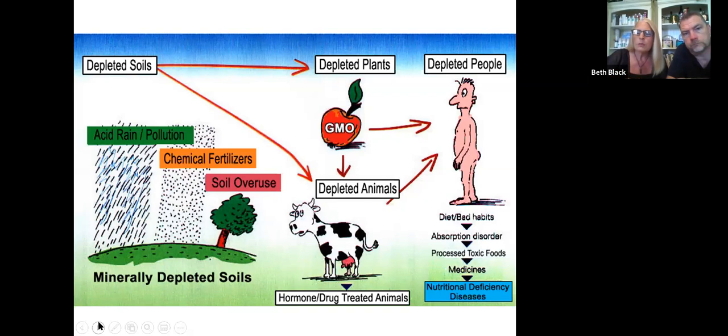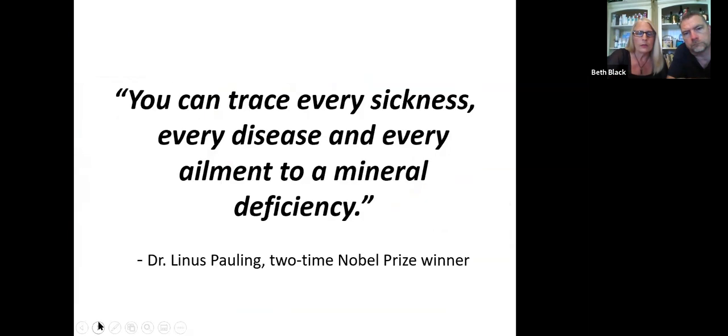But we also need to be sound in our emotions and in our thought process. You can trace every sickness, every disease, and every ailment to a mineral deficiency, according to Dr. Linus Pauling. This is not new information. We knew years and years before that our soils were already mineral deficient, and it has not been required to put these minerals back into the soils in many years.